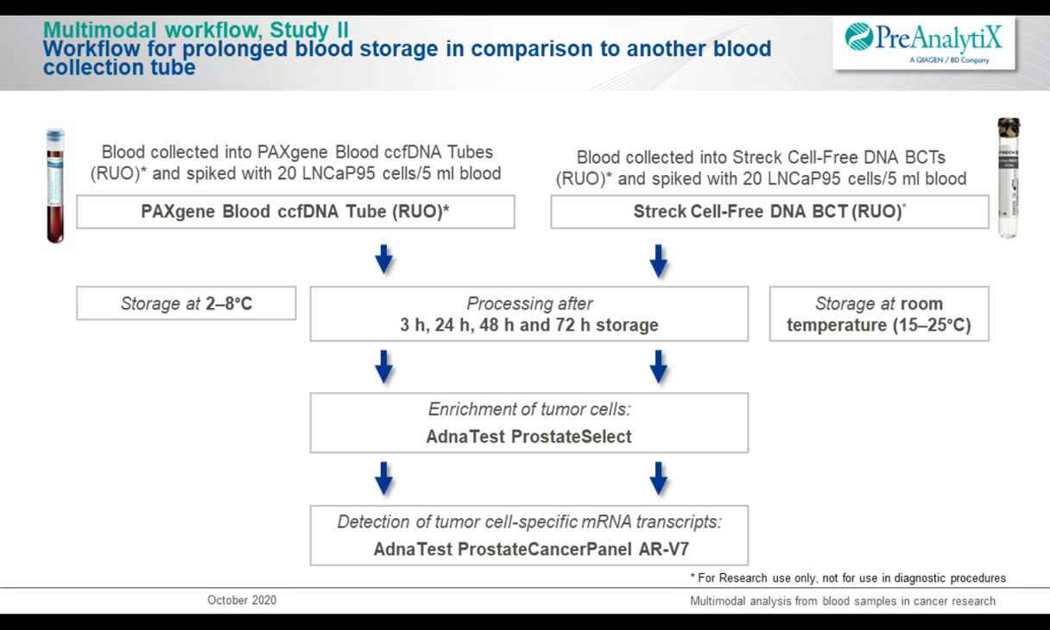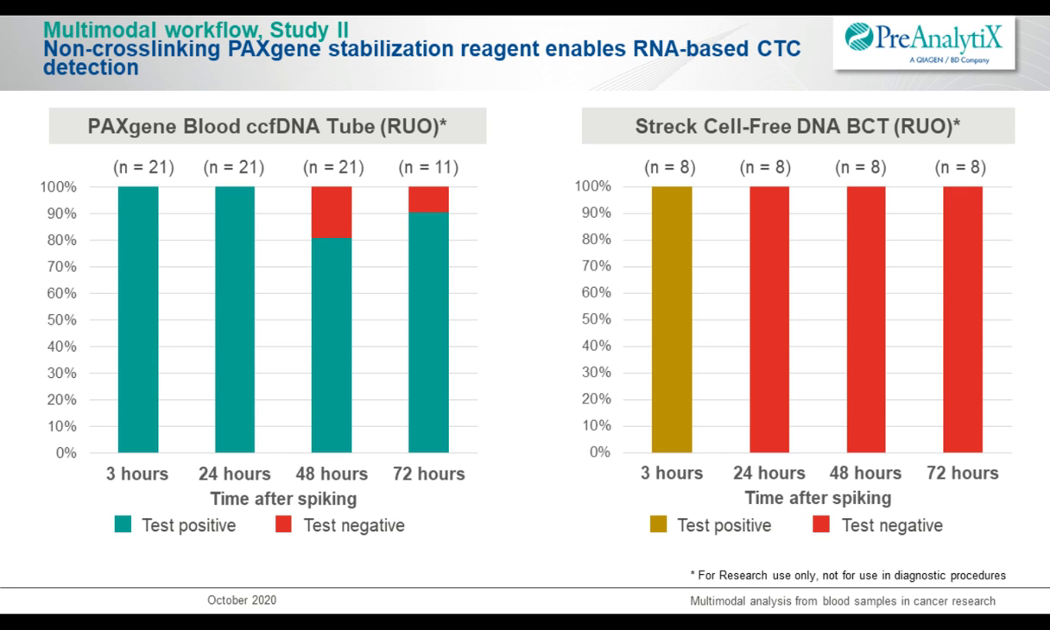So as I said, for the PAXgene, we used the cool storage. For STRAC, we used room temperature storage because in the STRAC literature we found that they say that the best storage is at room temperature. So we want to choose the optimized conditions here. Then again, we stored for these different times up to 72 hours. Again, isolated the CTCs from the blood and used the ADNA test prostate cancer panel.